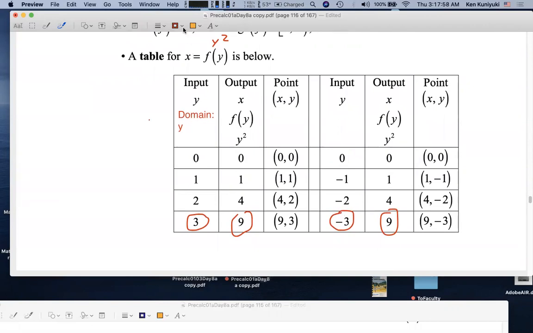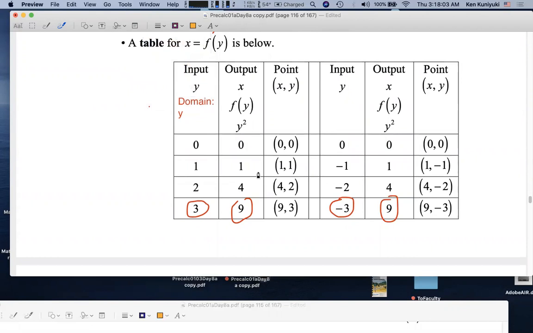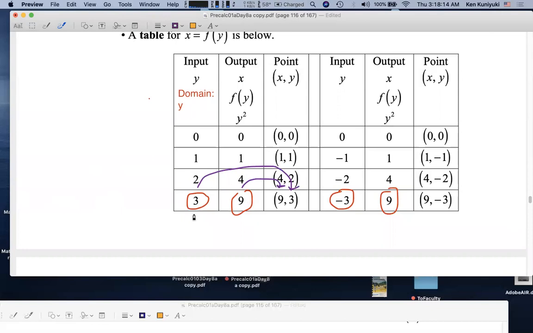But here's the difference. Here's where things change. Remember, the input values are the y coordinates. The output values are the x coordinates. So if the input y equals 3 yields the output x equals 9, the corresponding point is not 3 comma 9, it's 9 comma 3. You're still following the order x comma y. But remember, y this time is the input, x is the output. Likewise over here, the input negative 3 goes into the y position, the output 9 goes in the x position.